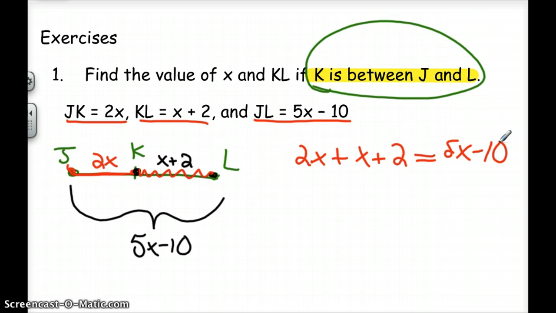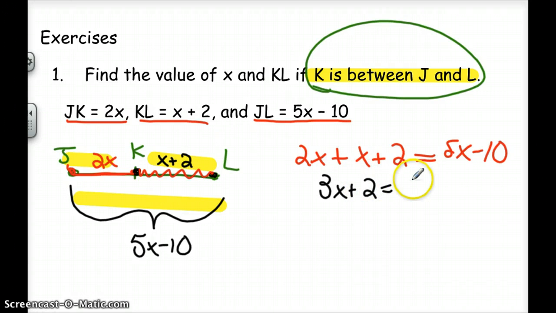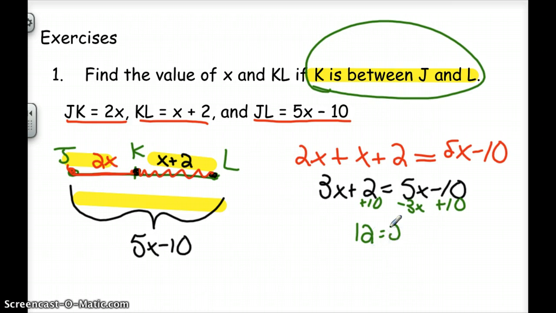So I've taken my two pieces and added them together to equal the entire piece. And now I need to go ahead and take care of my algebra. I'm going to add my like terms together, and I'm going to get 3x plus 2 equals 5x minus 10. I'm going to rearrange it. I'm going to move my numbers together on one side. So I'm going to add my 10, I'm going to get 12, I'm going to move my 3x to the other side, I'm going to get 2x, and I get x equals 6.